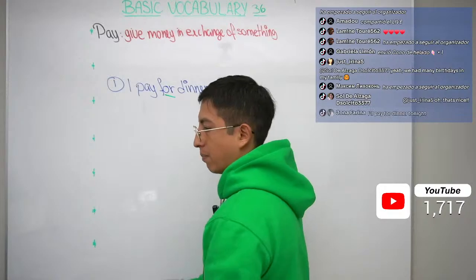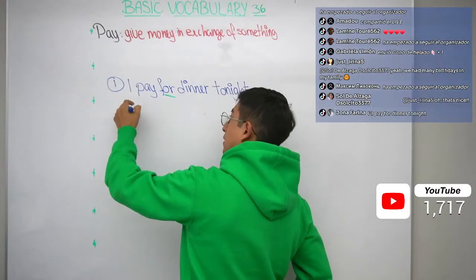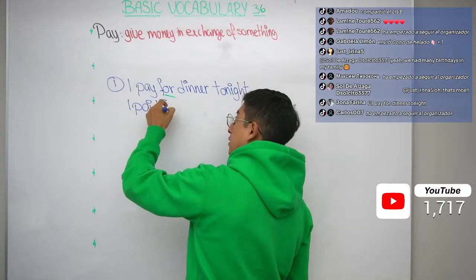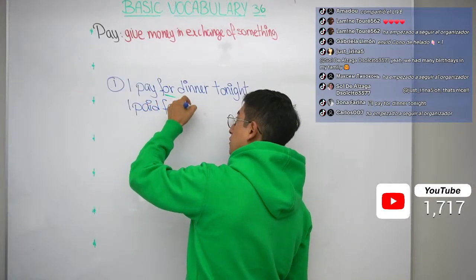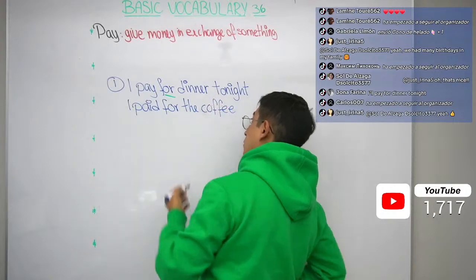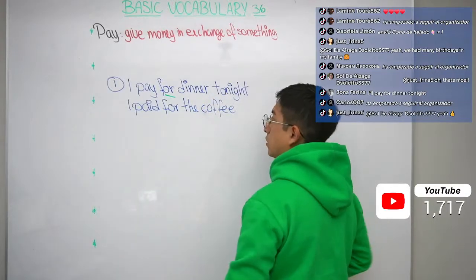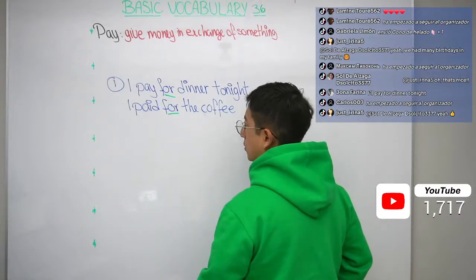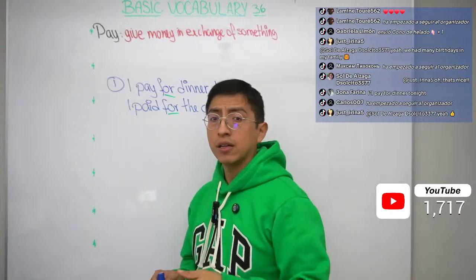Maybe you can say, I paid for the coffee. I, simple past, paid for the coffee. One more time. Remember, we're going to use the preposition for. Now let's continue with the next one.